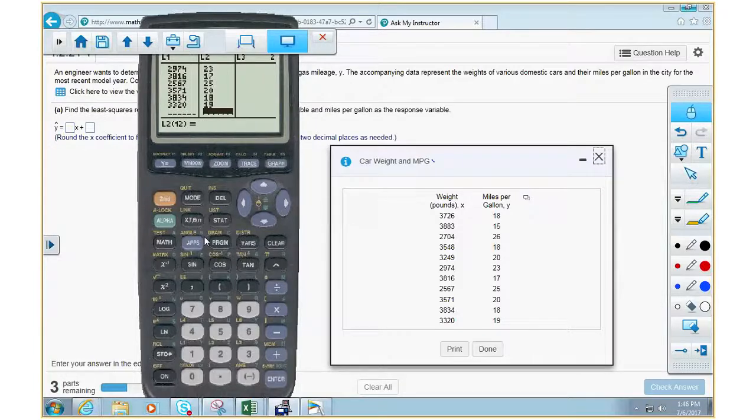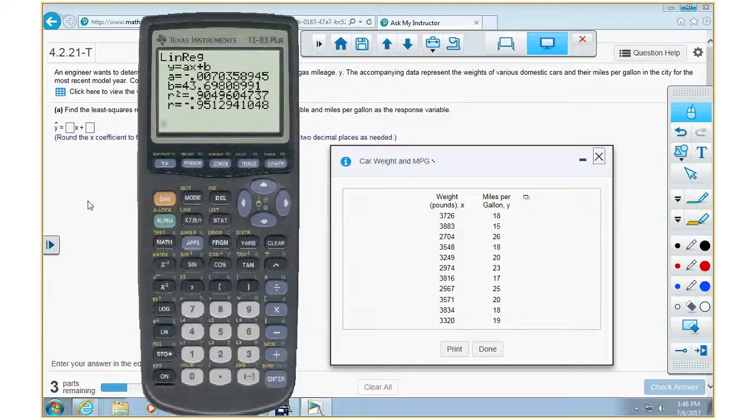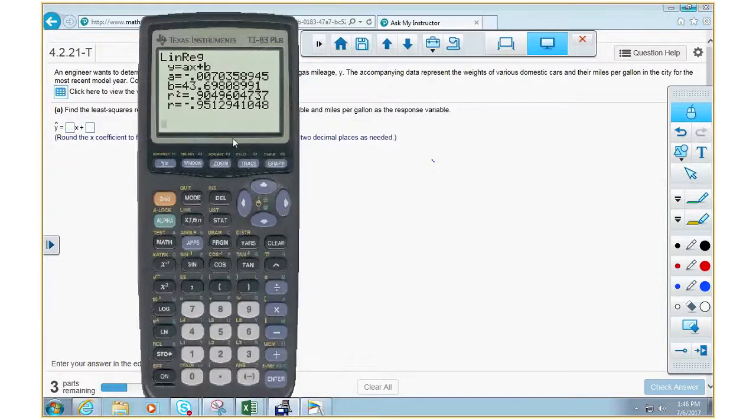Go to your handy dandy stat, calculate, linear regression, second L1, comma, second L2, enter. There you go. We've got a negative slope, and it looks like you've got a 95% negative correlation, which means, let's just plot it and see. Second, stat plot, graph, and zoom 9. And there it is.